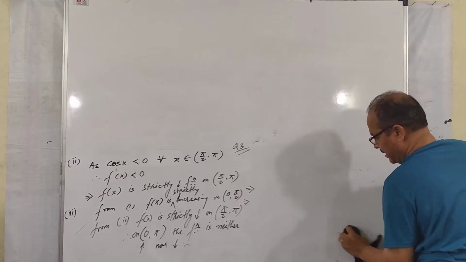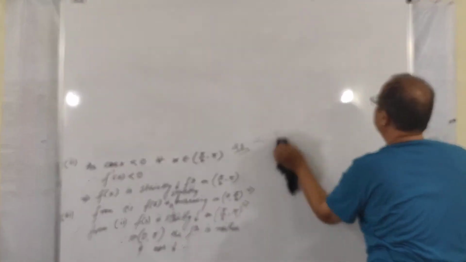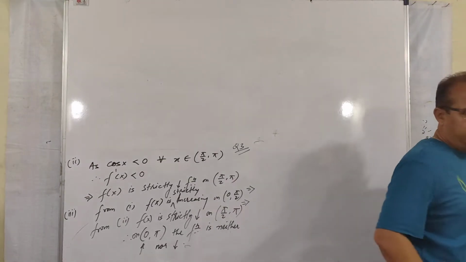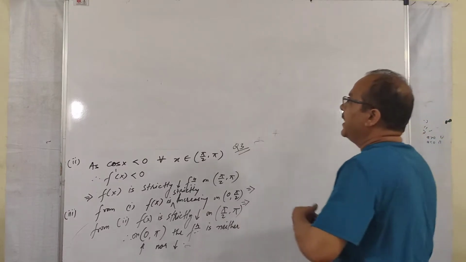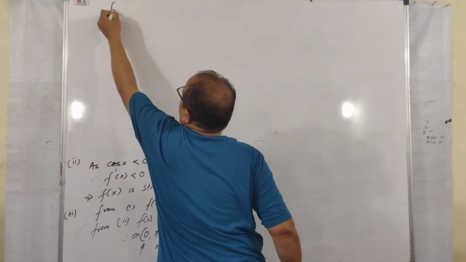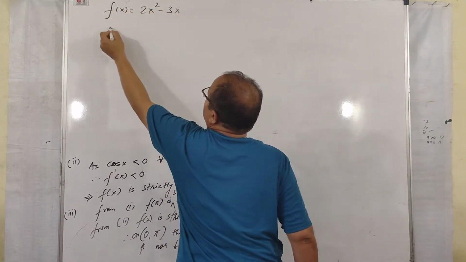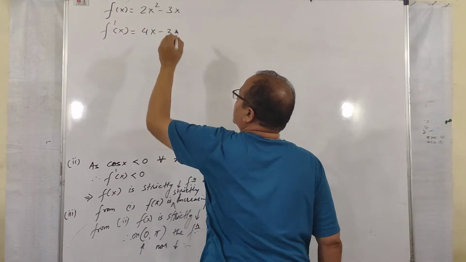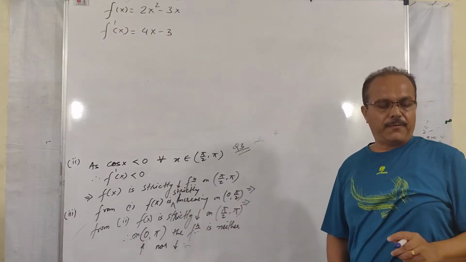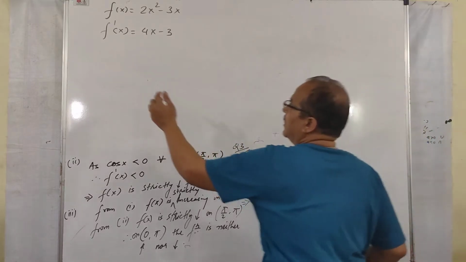That means we will find it easy to decide where the function is increasing and where it is decreasing. As given in the question, f(x) is equal to 2x square minus 3x, so f dash x will be equal to 4x minus 3, the derivative of f(x). Now what the question says: you have to find the interval for which the function is strictly increasing.